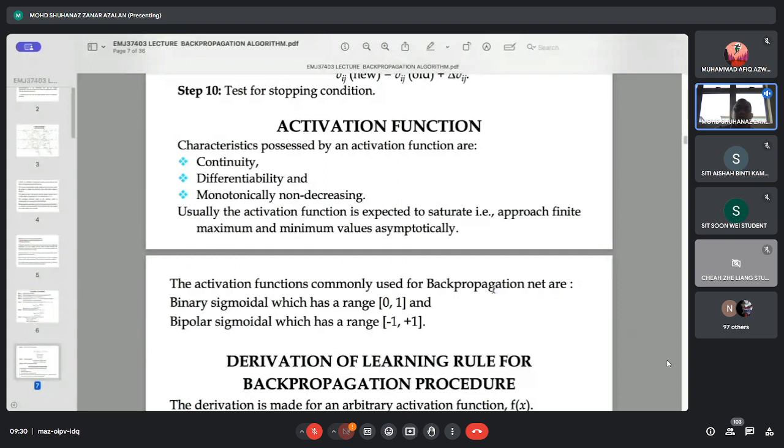The common activation functions used for backpropagation: if the data is converted into binary, we always use the binary sigmoid. If it's bipolar data, we always use the bipolar sigmoidal activation function.